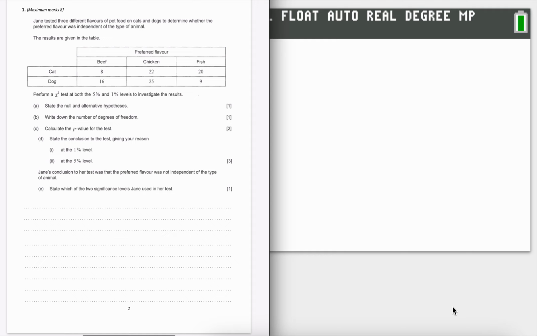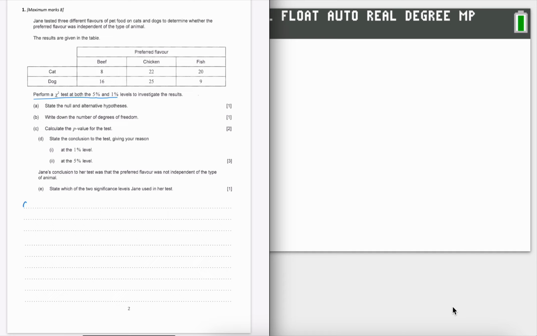asking us about a chi-squared test. So we can see here it's a chi-squared test and it's performed at 5% and 1% this time. So that just means that whenever we have our p-value or our critical value at the end, we're going to have two things to compare it to. So the first question is just to state the null or the alternative hypothesis.